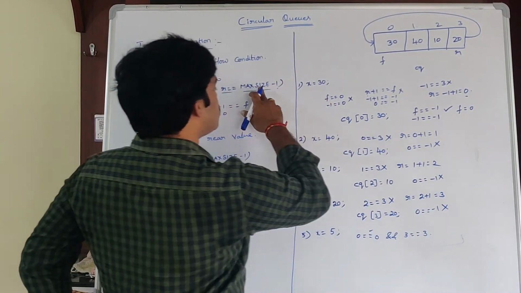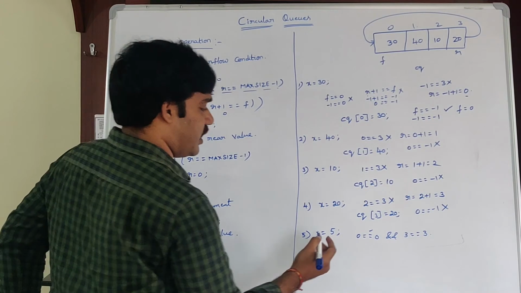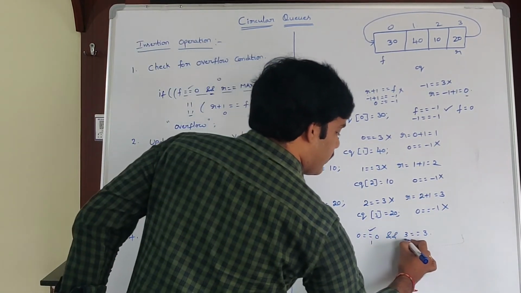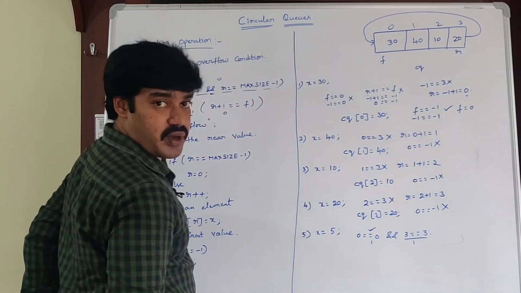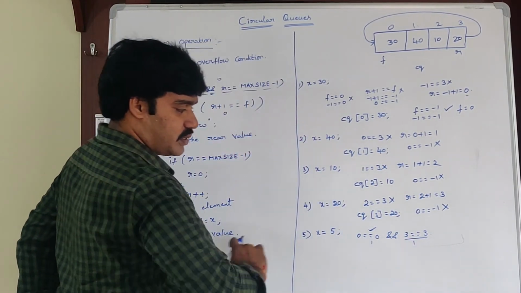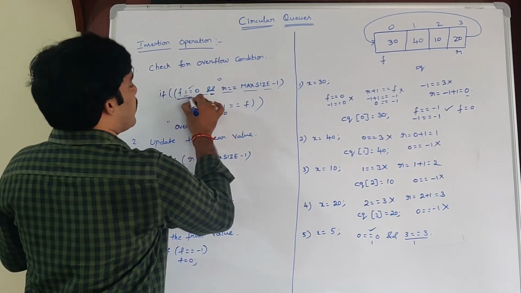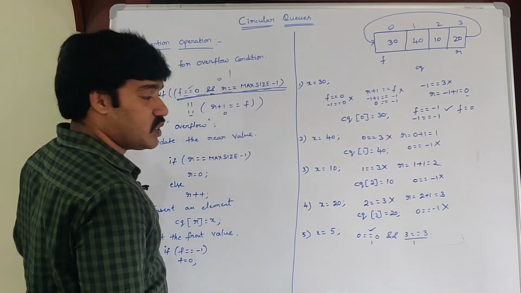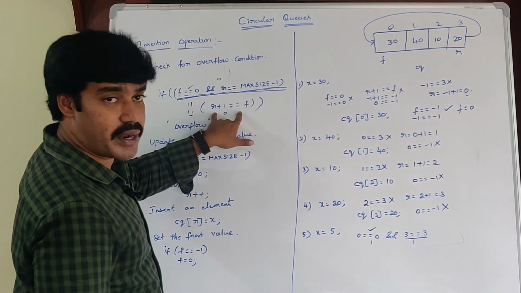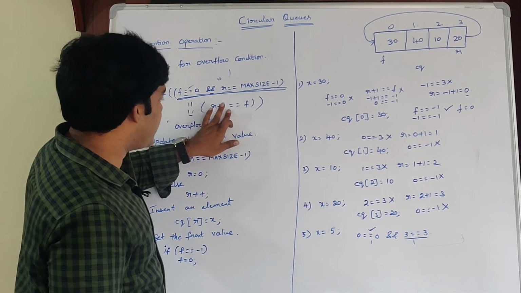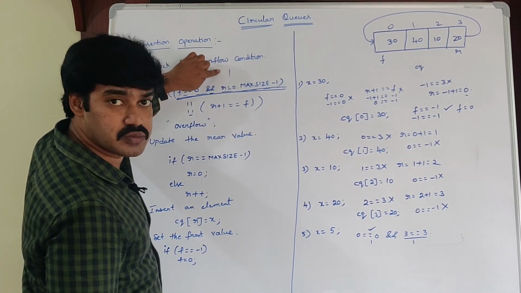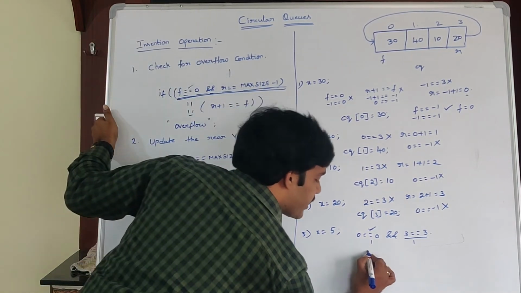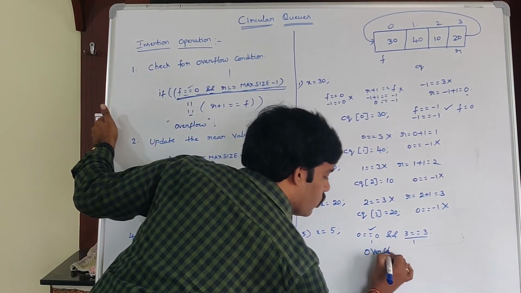Why? Because initially max size value is 4. Max size minus 1 is 3. So 0 double equal to 0. Condition is true. This one returns 1. And 3 double equal to 3. Condition is true. So this one returns 1. 1 and 1. Condition is true. So this entire expression returns 1. 1 logical OR next one. Coming to the logical OR operator, if the first one is true, then it won't evaluate the second one. That indicates overflow.